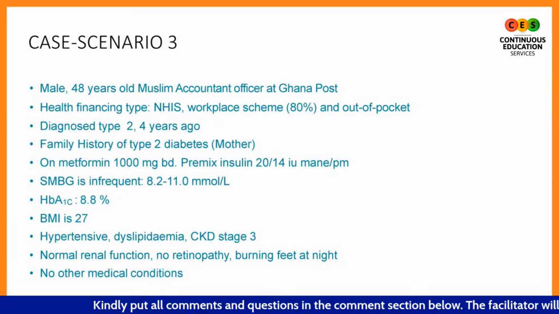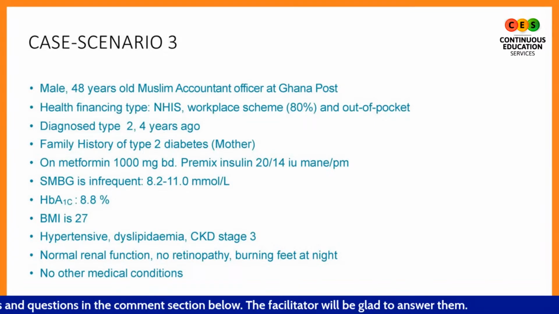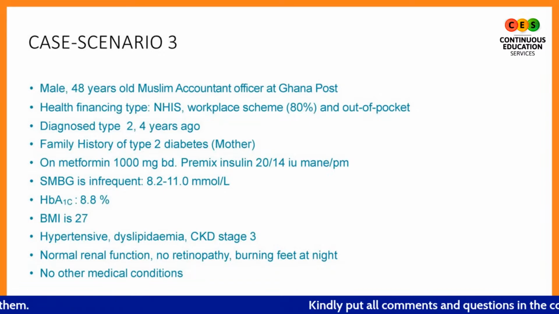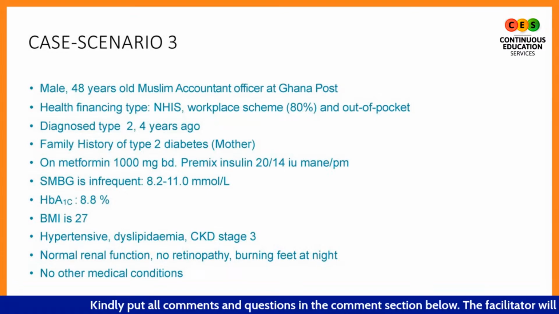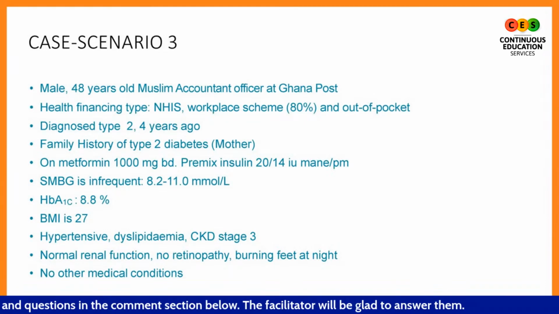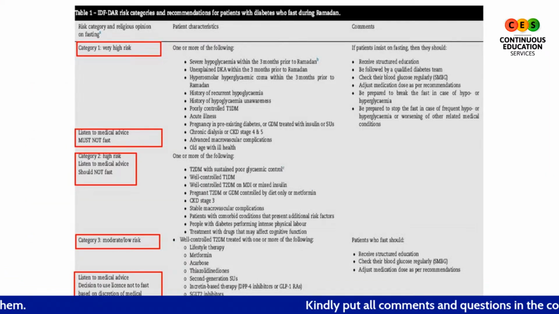She was, it is a male, sorry. So he was on 2 grams of metformin a day, premix insulin since 2014, morning and evening. So 20 in the morning, 40 in the evening. SMBG infrequent, and it's also poor, 8.2 to 11. A1C is also poor, and also overweight. He had additional risk factors: hypertensive, dyslipidemia, CKD but had normal renal function, no retinopathy, but had hypoglycemia at night, and no other medications apart from the ones listed, the metformin and premix.